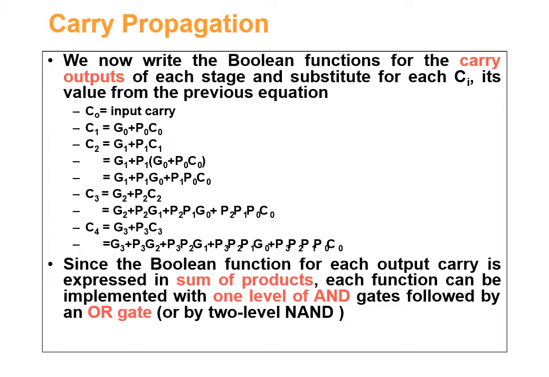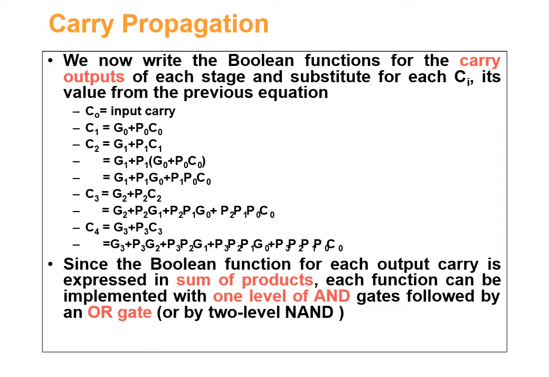We now write the Boolean function for the carry output of each stage and substitute the value of each Ci from the previous equation. C0 is equal to the input carry. This is our initial carry. The next carry is C1. It is equal to G0 plus P0 C0. It means C1 depends upon the first bits of the two numbers.